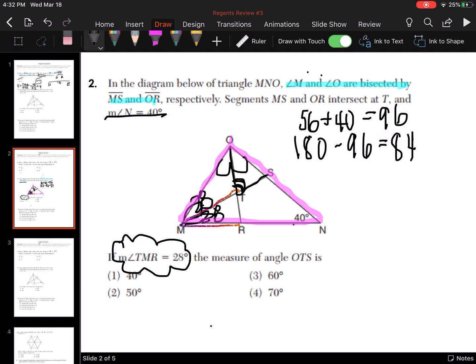Okay, which means this entire angle here has to be 84, but that 84 gets cut in half so that we can have the smaller 2 pieces. So 84 cut in half is going to give us 42. So that means this piece is 42, and this piece is also 42. Super, super sloppy. iPad mini problems.